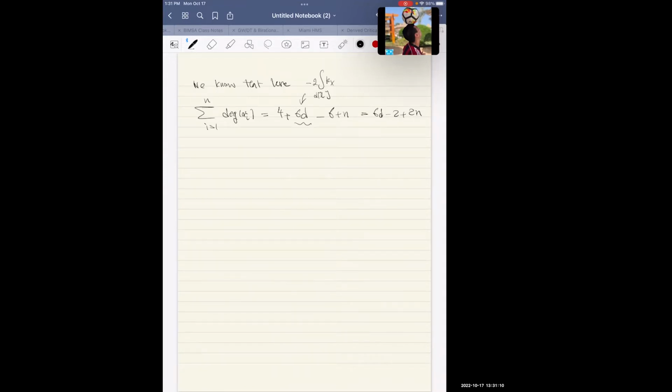So for n equal to 0 and 1, this equation does not have a solution, right? Let's just see if it is n equals 0. So it's 4 plus 6d minus... so it is 6d minus 2.